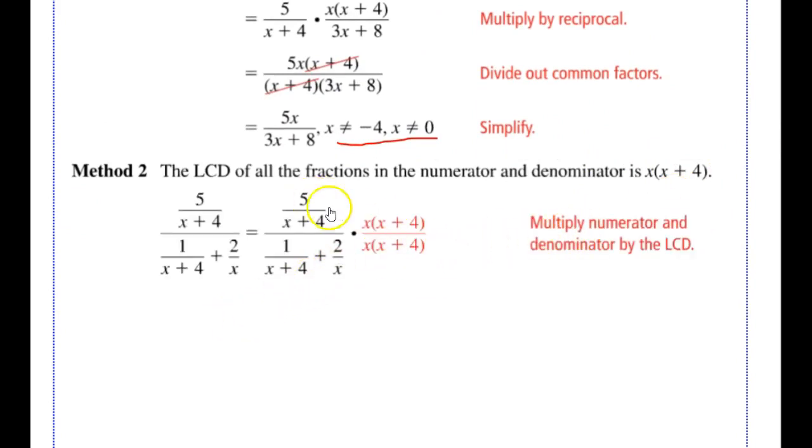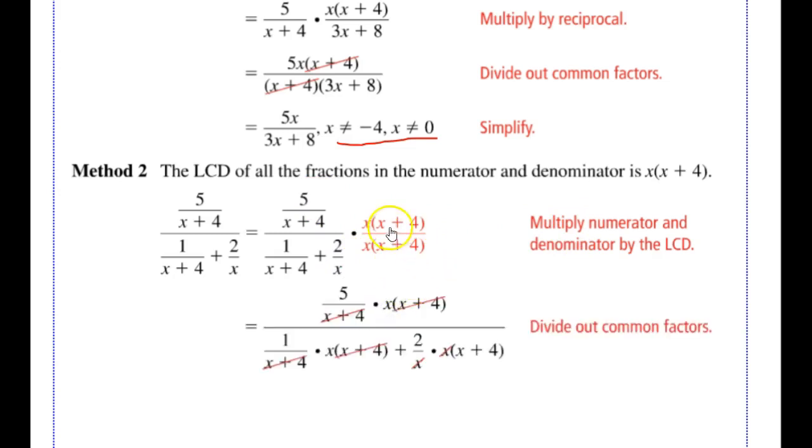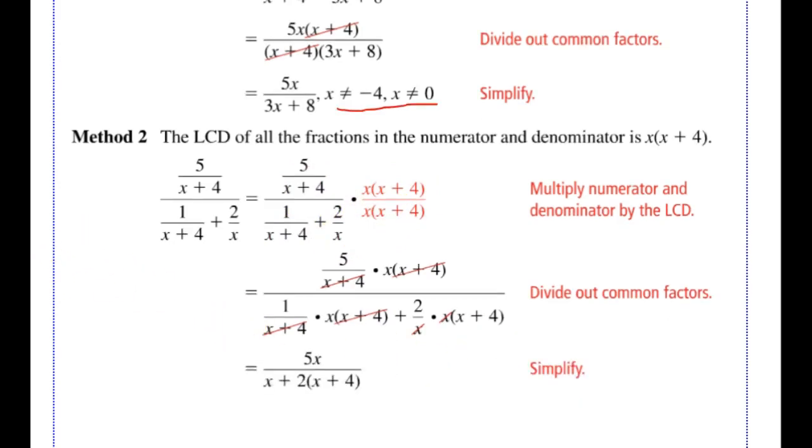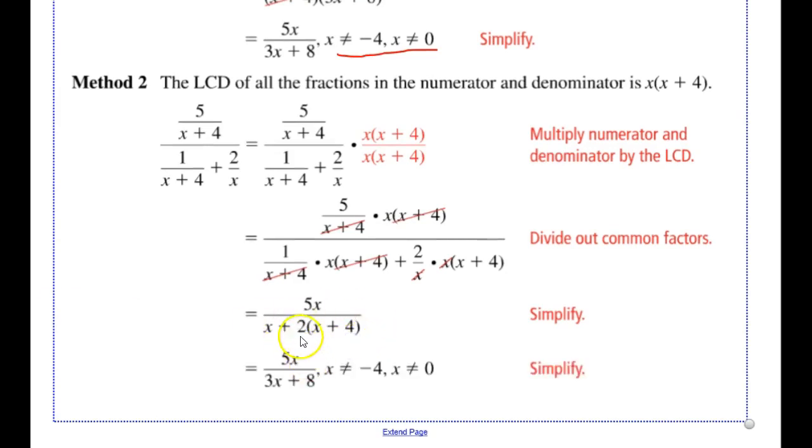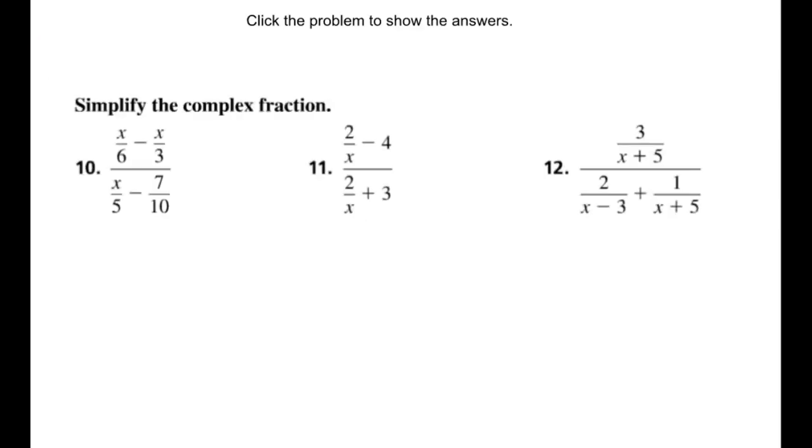So now I multiply the numerator and the denominator by that lowest common denominator, and I divide out any common factors that I see. So this x plus 4 cancels out here, this x plus 4 cancels out here, and my x cancels out. And then I can simplify what I have. And you'll see here, I can just do my distribution here. And again, I'm just stating the restrictions on my domain, that these are values I cannot actually have. So either method will get us the same thing. So here is your monitoring progress. Try these and see how you do.